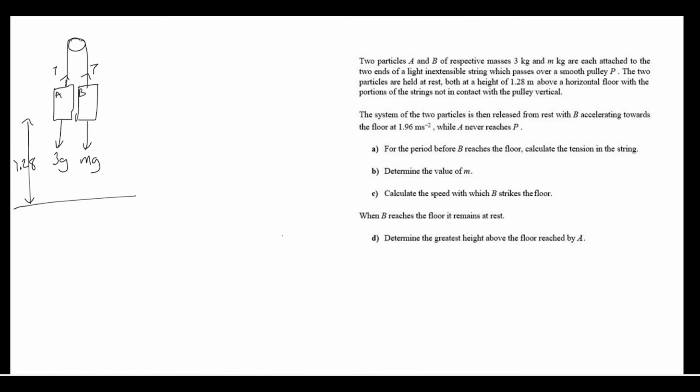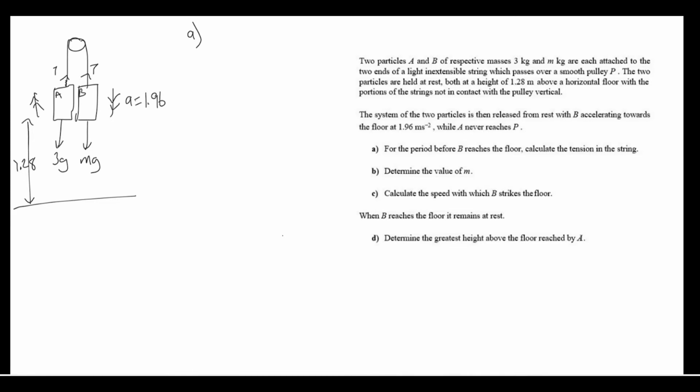As we keep on reading, we're told that the system of two particles is then released from rest, and B is the one which accelerates towards the floor, at 1.96 meters per second squared. Okay, let's add that to the diagram. So here's the direction of motion. This is the direction each of these particles is going to be moving.